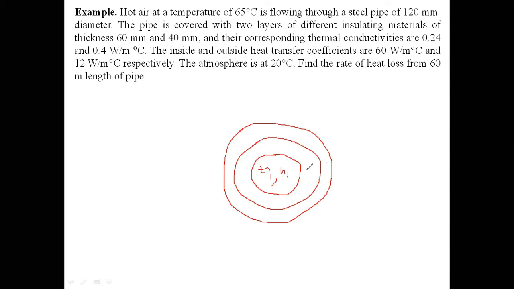Okay, this is the A and this is the B. Ka is given 0.24 and Kb is given 0.1. Outside, there is an air flow, cold atmospheric air. This temperature will be T2 and the heat transfer coefficient will be H2, and T2 is given as 20 degrees centigrade. So T1 will be 65 degrees centigrade, and the outside will be 20 degrees centigrade.